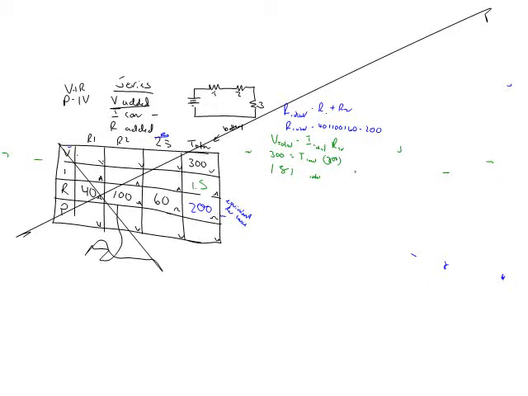Okay, next one. Go back, figure out what's constant. So I is constant. Since I is constant and it's all in series, the I that's total will be the I for each one of these. So that means we can put 1.5 under all of these. 1.5.